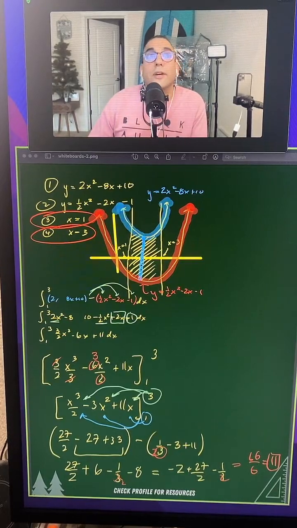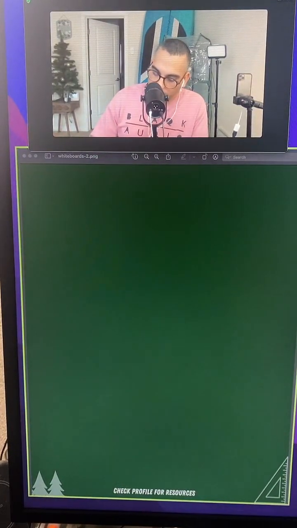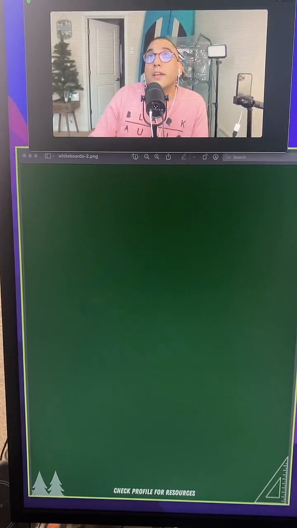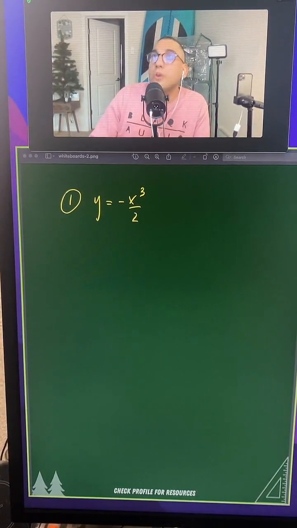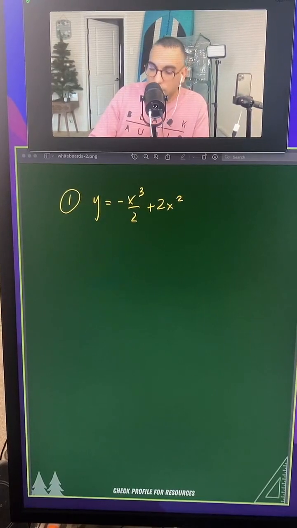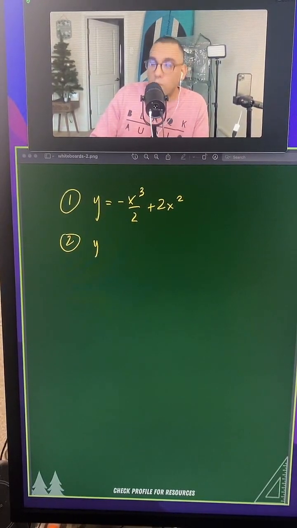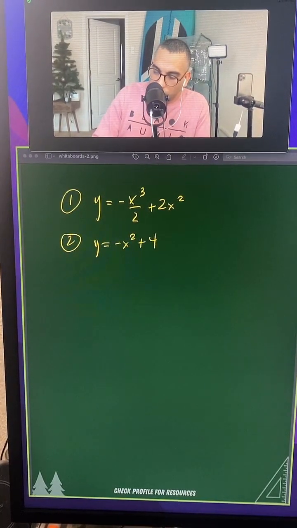Awesome. All right, guys. Let's go ahead and try to do another one, and this one's going to be tricky. Yes. Let's do this one. Okay, so the first equation is negative x cubed over 2 plus 2x squared, and then the second is y is equal to negative x squared plus 4x.